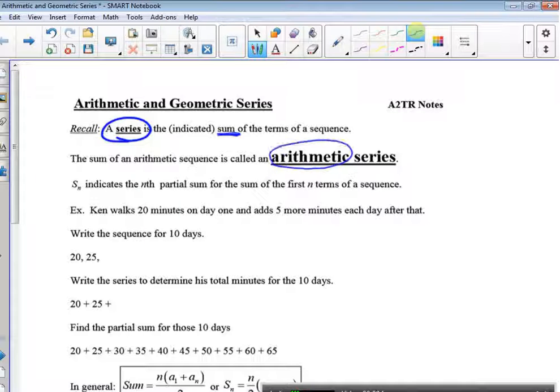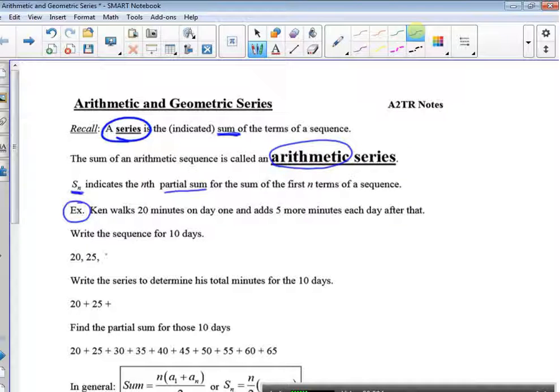So an arithmetic series is when you add these arithmetic sequences together. So S sub n, which will stand for sum, partial sum, for the sum of the first n terms of a sequence. So, for example, Ken walks 20 minutes on day 1 and adds 5 more minutes each day after that. Write the sequence for 10 days.